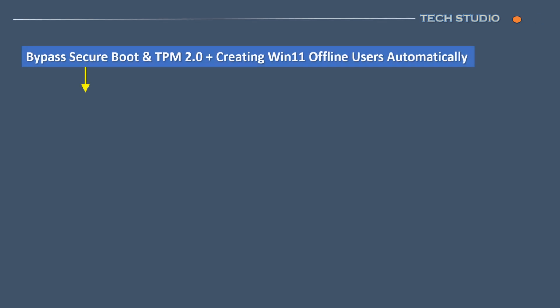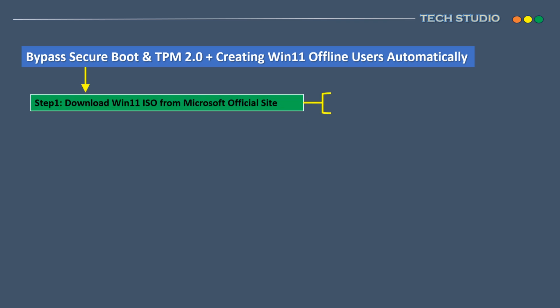In this video, we will break down the entire process into three major steps. In the first step, we will access the Microsoft website to download the latest version update of Windows 11.